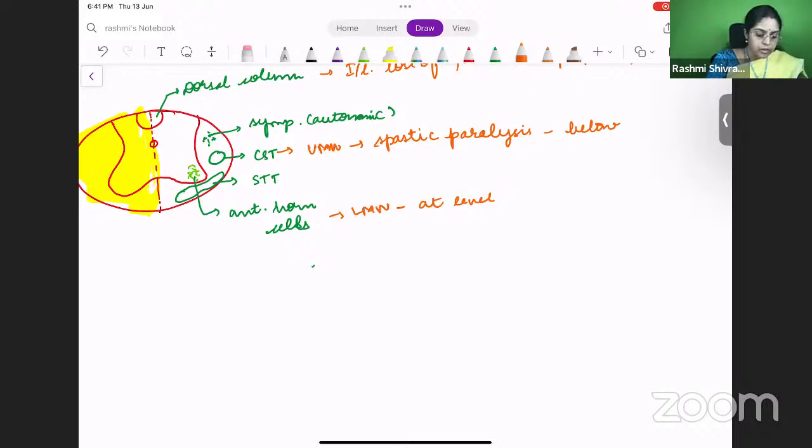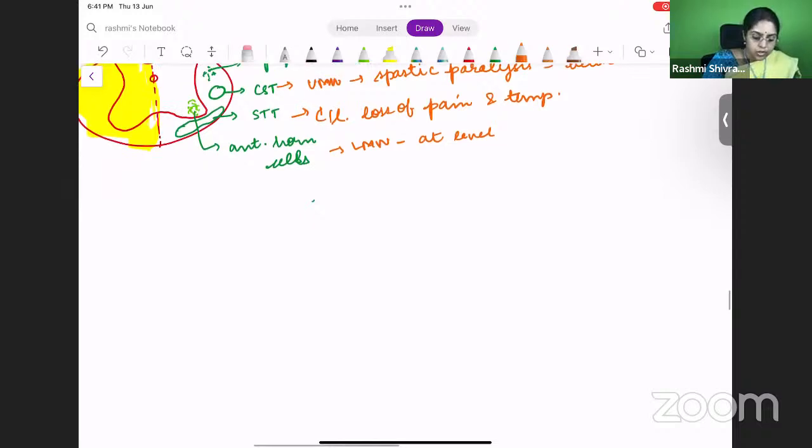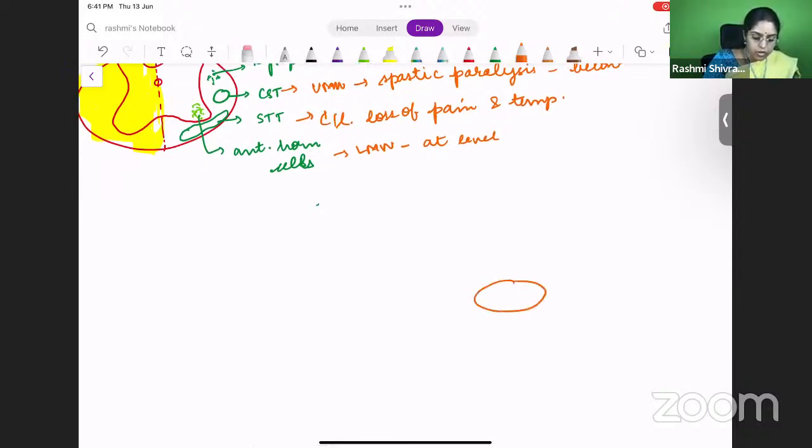Once the spinothalamic tract is affected, you will have contralateral loss of pain and temperature. Why do I say contralateral for this, and ipsilateral for the others? It's because of the spinal cord anatomy. The pain and temperature fibers come in and ascend around 2 to 3 levels, and then cross over to the opposite side and ascend as the spinothalamic tract.